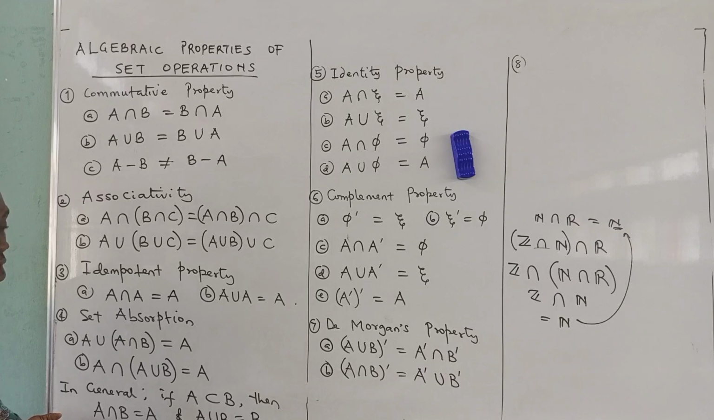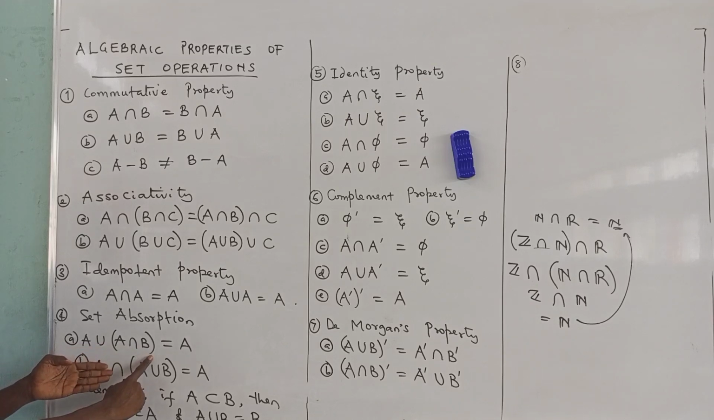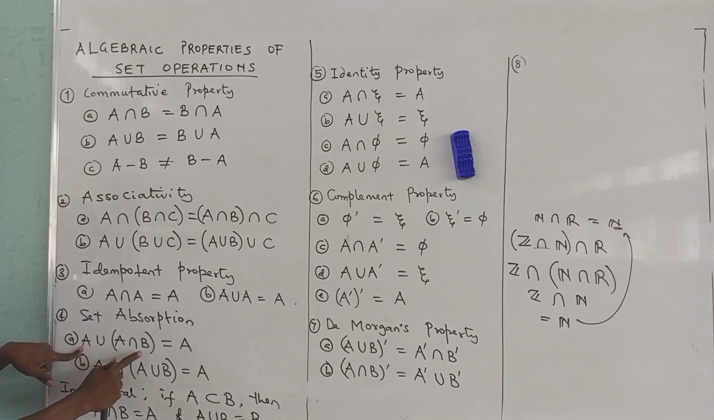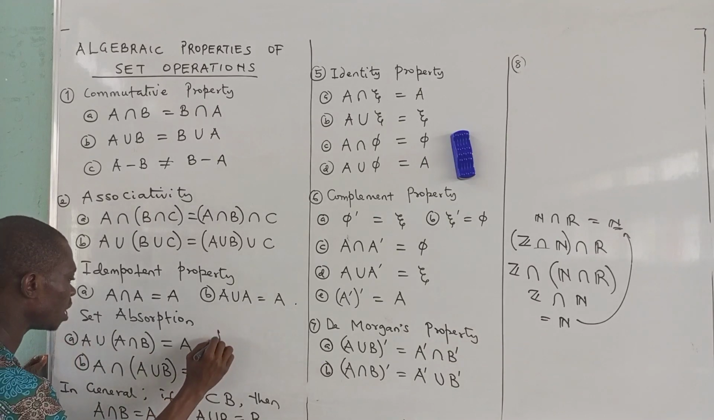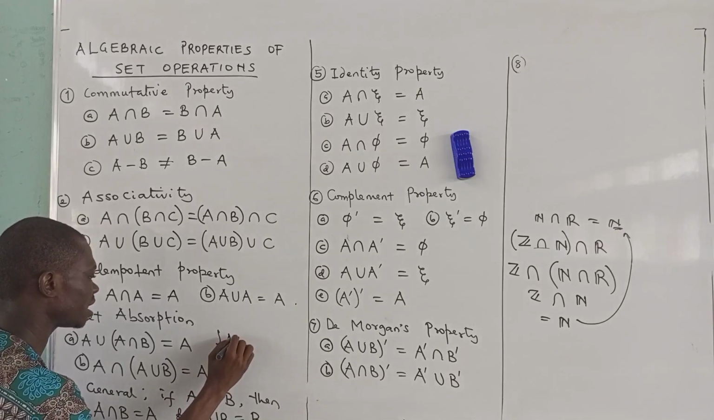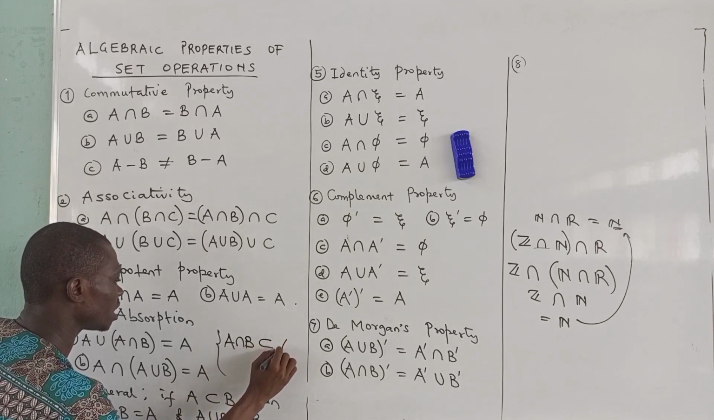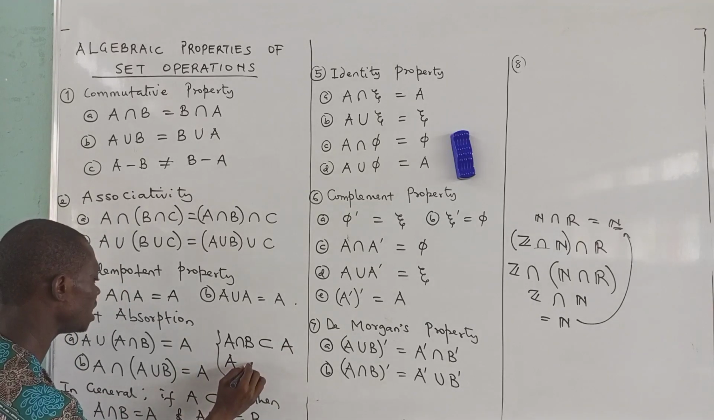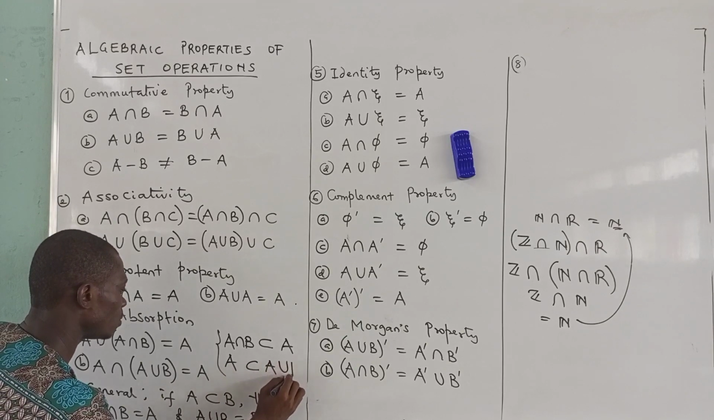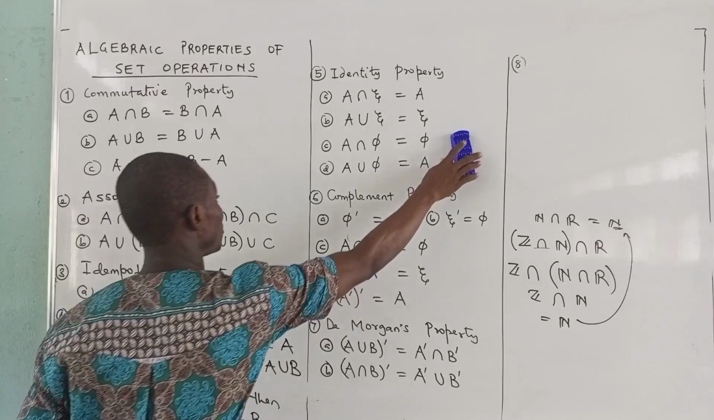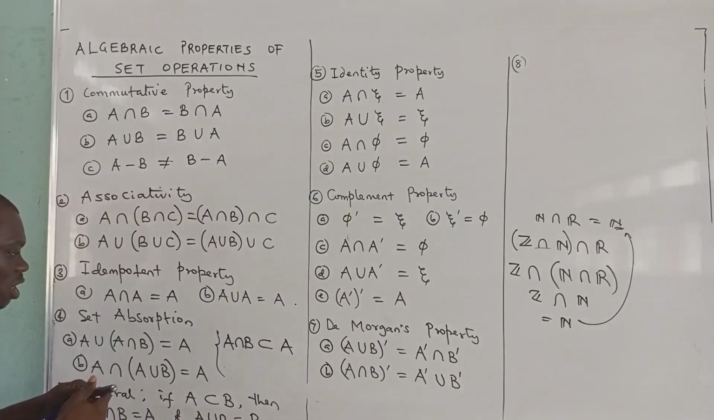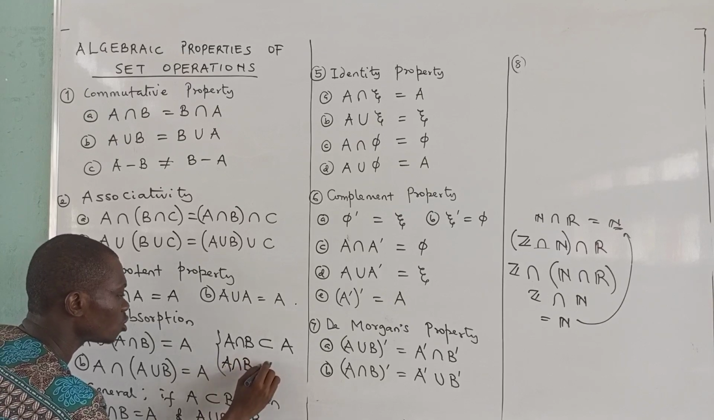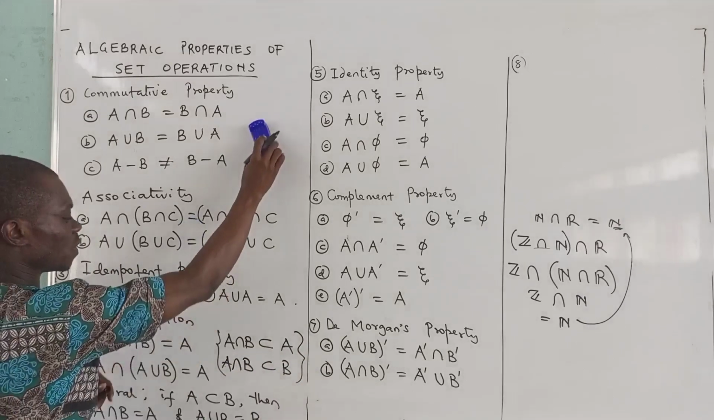And this is the general case. Now, when you have A union A intersection B, you are going to get A. Why? Because A is actually a superset of this. Please note that A intersection B is actually a subset of A. And A on its own is actually a subset of A union B. In fact, A intersection B is also a subset of B. Please take note of this property, it's very important.